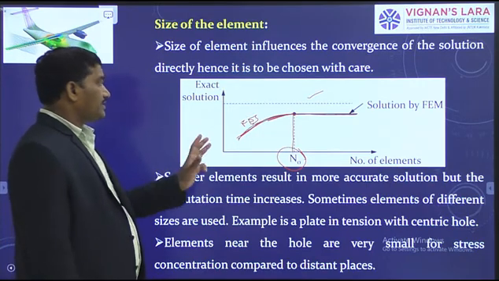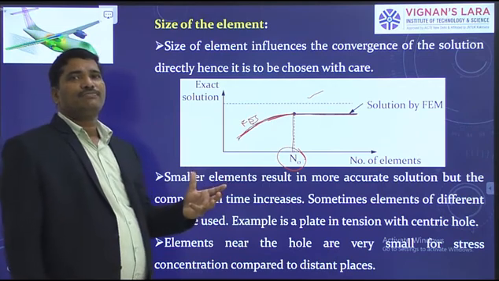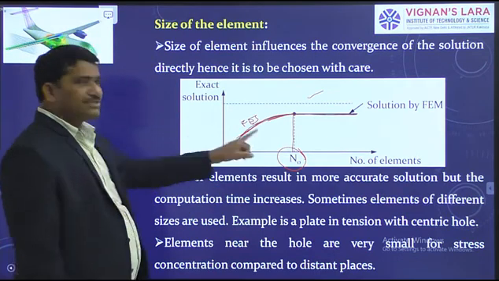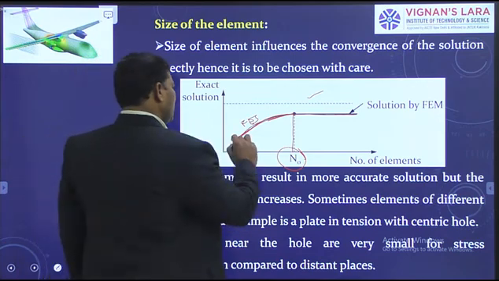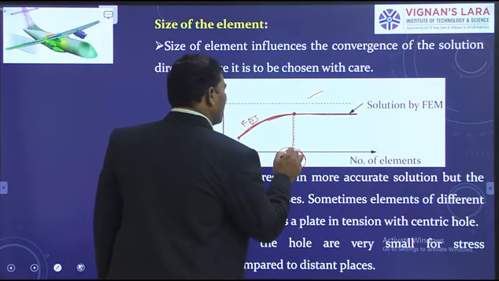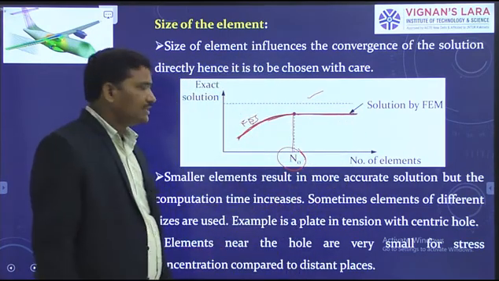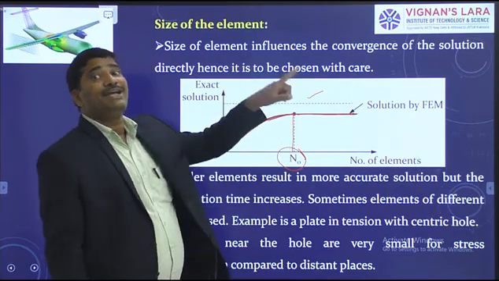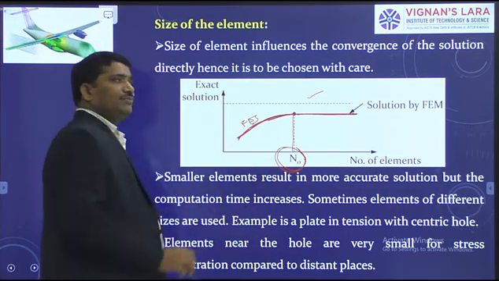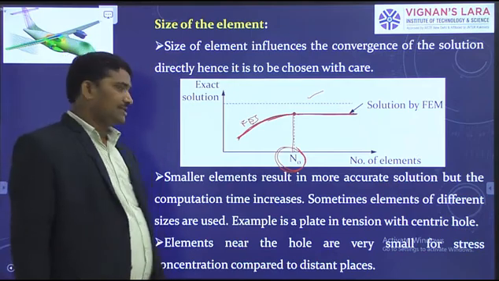Understand? So therefore, the size of the element is very, very important. We have to choose the size of the element suitably. Otherwise, the computation time increases. I hope you understand this. When the number of elements increases, the finite element solution converges towards the exact solution, and beyond a certain number of elements, the error remains constant. Beyond this number, you should not increase the number of elements. Even if you increase, you get the same solution, but the cost of solution increases because the computation time increases.